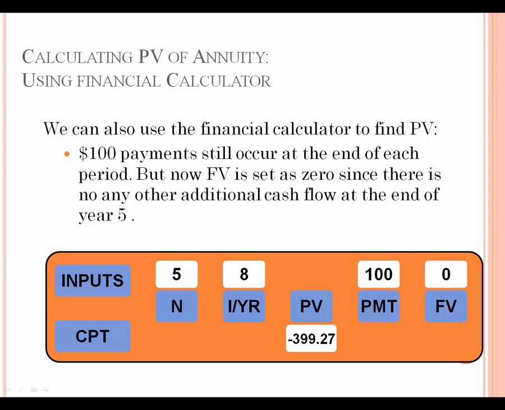It does not mean that the future value of this annuity is 0. Remember, we did calculate the future value of this annuity, and it's not 0. So by inputting 0 FV here, you are simply telling the calculator that there is no other cash flows. That's all. So you compute present value, it turns out to be $399.27. Again, try practicing with your calculator and see if you can get the same number.